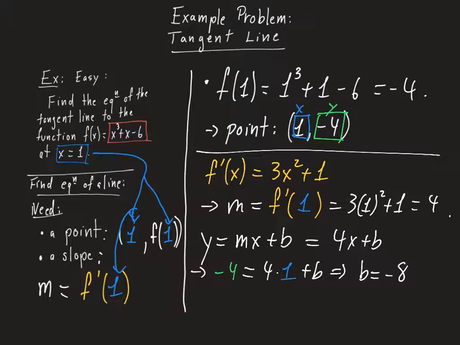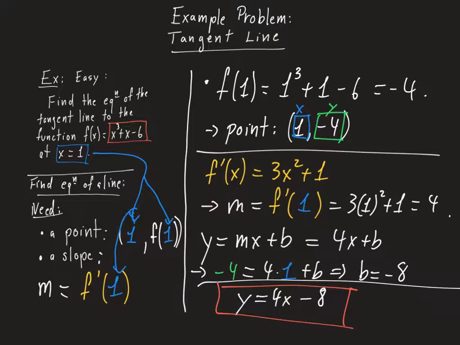All right, last but not least, tie all this together into the final equation of the tangent line. We now know that m is equal to 4, and b is equal to negative 8. And this is going to be the final answer. The equation of the tangent line to the function f of x equals x cubed plus x minus 6 at x equals 1 is given to us by y equals 4x minus 8.